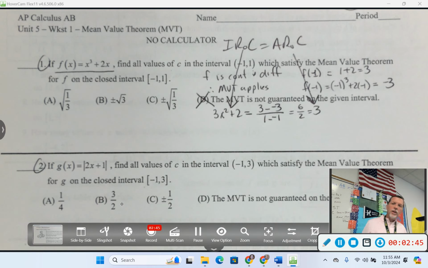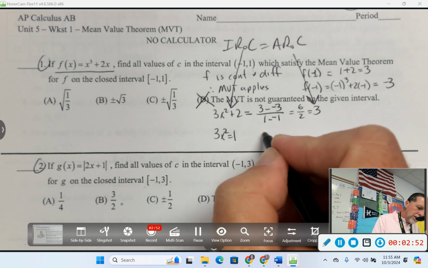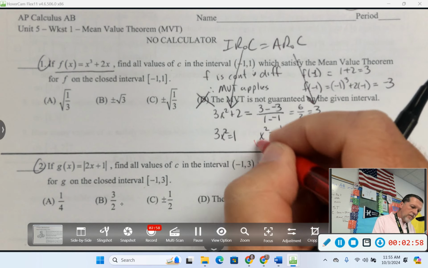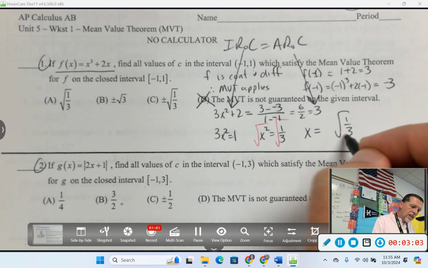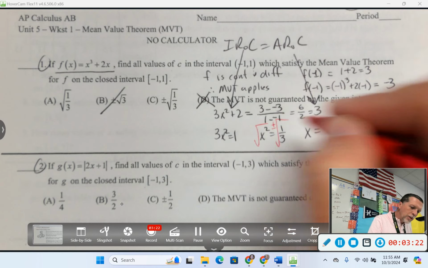The IROC is that equation. We set them equal to each other, solve for x, and that'll be our answer. So 3x squared equals 1. x squared equals 1/3. I square root both sides. B is definitely out. It looks like A, but I intentionally did something wrong. What did I do wrong there? When you put the square roots on, you've got to remember to put the plus or minus on there.